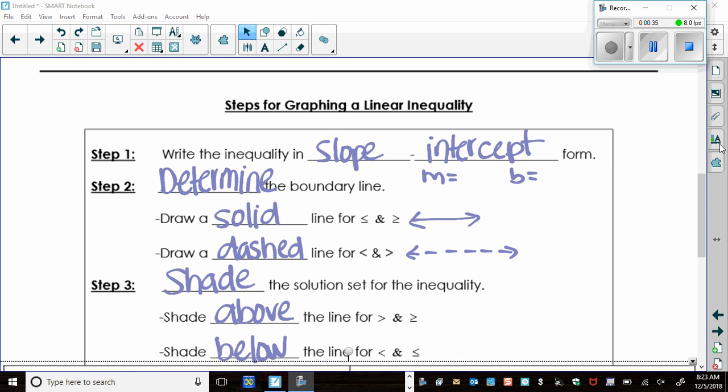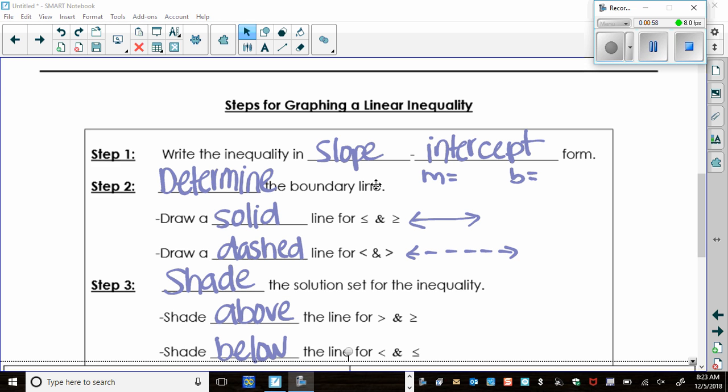So here, I've filled out the spots for you guys, so we'll talk about the steps that we need to do. First thing you want to do is write the inequality in slope-intercept form. This is important because we need to find what our slope is and what our y-intercept is. That's why graphing is super important for this. Step 2 is to determine the boundary line. This is new for you guys.